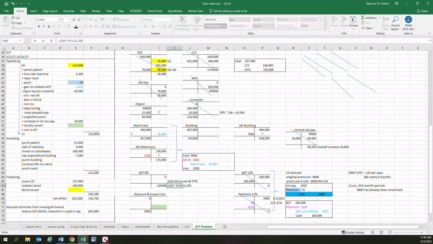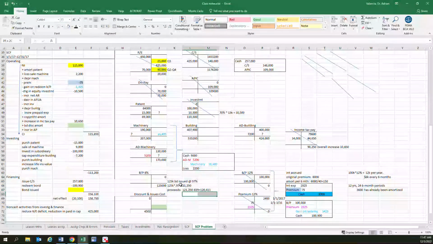But then on top of that, I have the cost, the underwriting cost of $839. So the proceeds were 121,250 minus $839. Okay, and that's where I get that 120,411. Okay, so if I'm doing a journal entry for this, this is what it would look like.